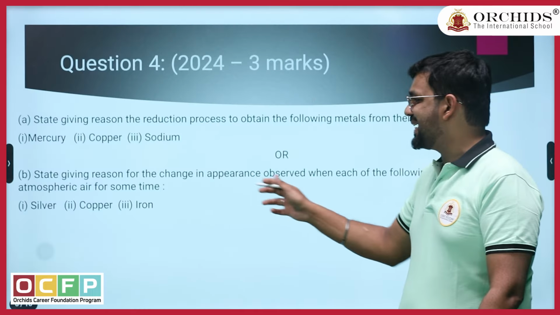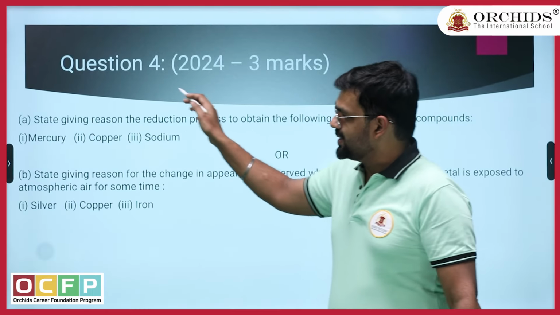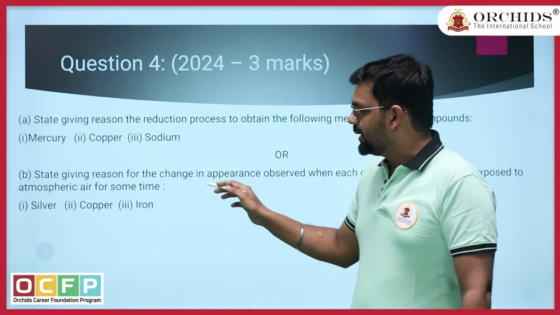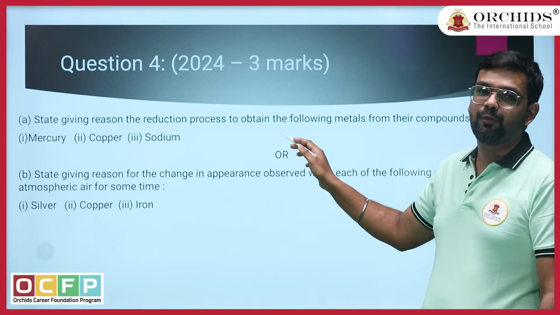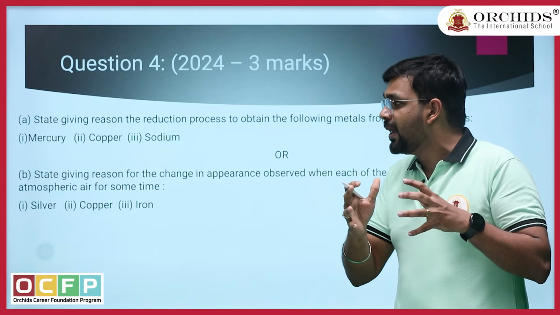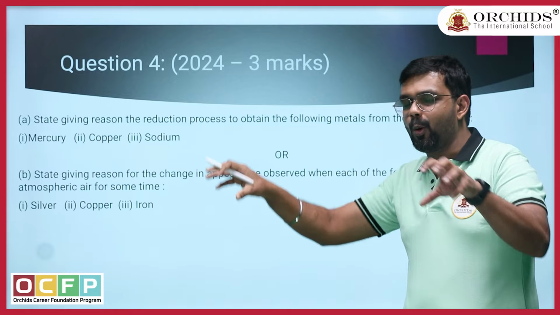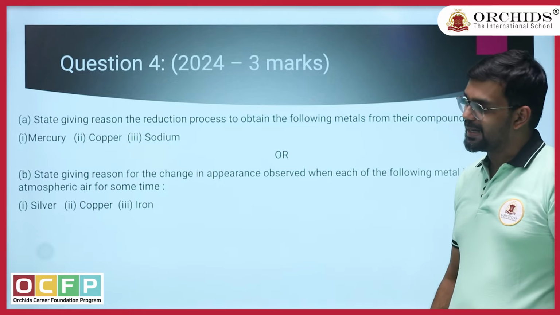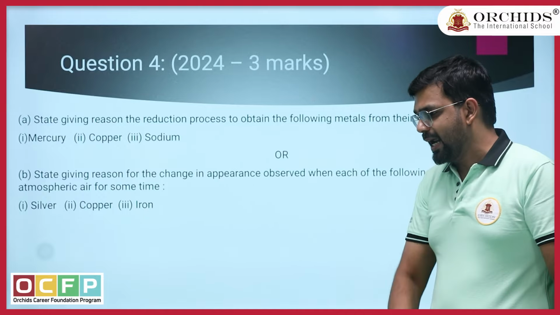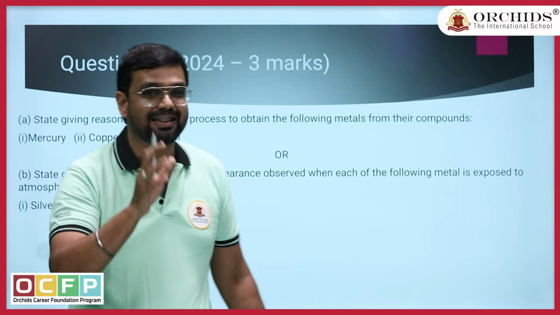State giving reason for the change in appearance. See, this is covering the reactivity series and how we are extracting the metals. Then what about this question? Which concept of metals and non-metals do you think this is covering? So basically we have chosen some questions covering all the points from the whole chapter, metals and non-metals. So this is covering which part? Yes, correct, that is covering the corrosion part, the tarnishing part.